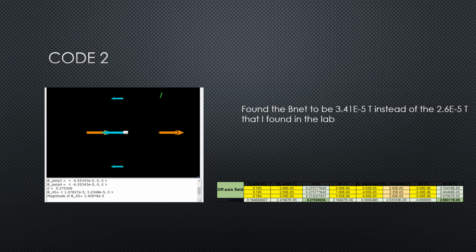And then in the second coding section, I just show the picture of it, and I found in this that the B net was 3.41 e to the negative 5th teslas, but in the actual experiment, mine was 2.6 e to the negative 5 teslas at that 45-degree angle, which is a difference of about 10 microteslas, but that could be due to a lot of reasons in the lab. Like if there was wiring underneath me that might have messed it up, or I had my computer not next to it, but pretty close.